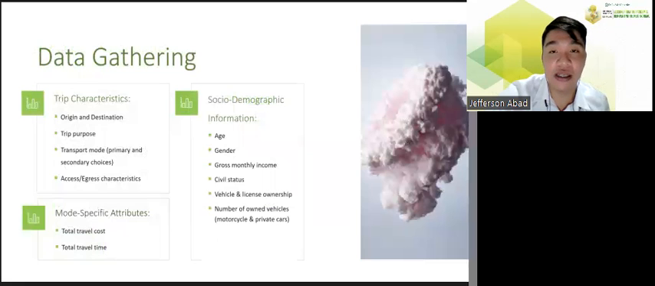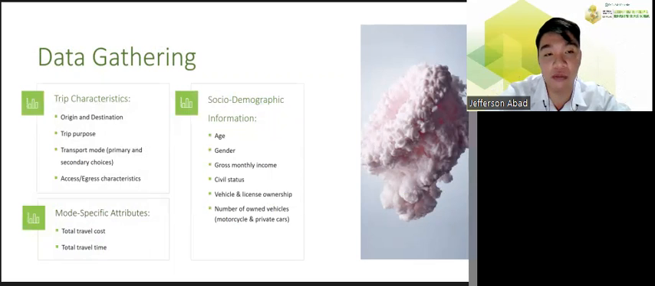It also included the traveler's socio-demographic information such as gross monthly income, civil status, gender, age, vehicle and license ownership, and the number of owned vehicles, both motorcycles and private cars. It also included information on total travel costs and total travel time that the traveler spent to complete the trip. The total travel time is the sum of the perceived processing and waiting time and the in-vehicle travel time. As for the cost, it includes the travel cost to and from terminals, from the origin to the destination respectively, in addition to the travel cost of the transport mode used. Given that some respondents gave incomplete to almost no answers to certain important variables, their respective questionnaire forms were simply rejected.